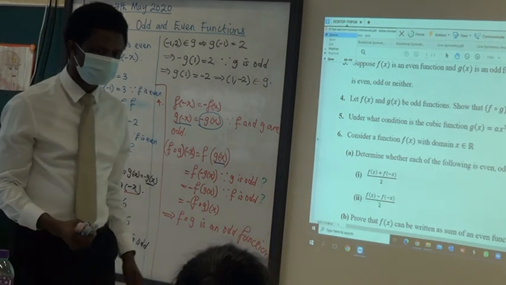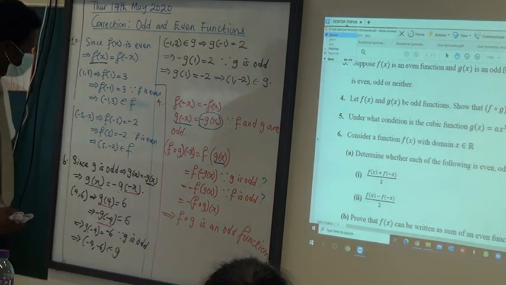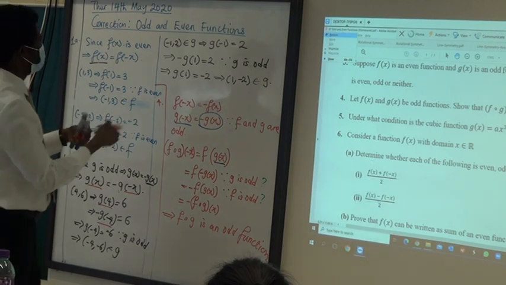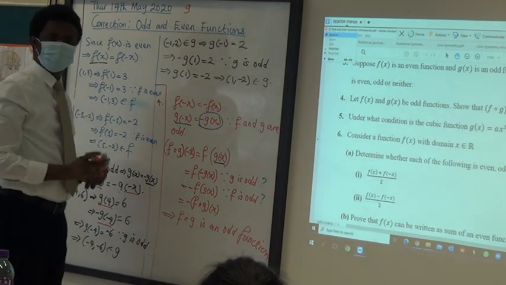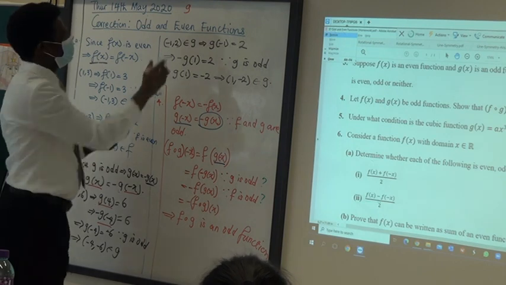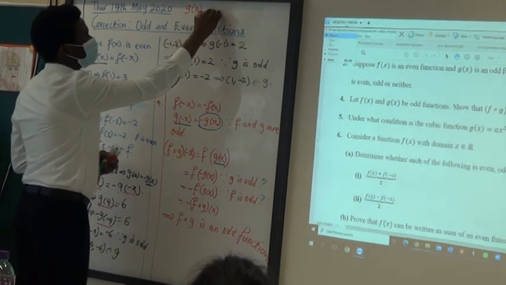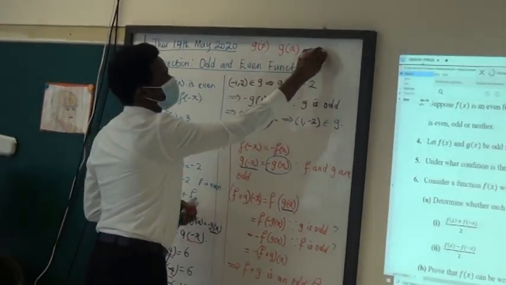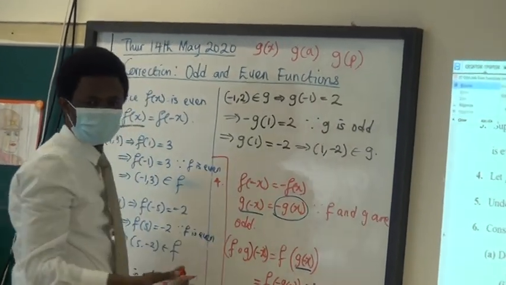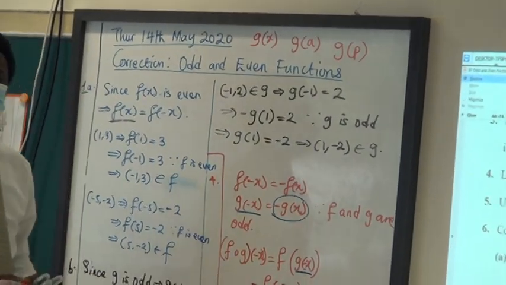Do you write g is odd or g of x is odd, or it doesn't matter? Good question. g is the name of the function. x is just a point. It could be g of a. It could be g of p. So it's okay to write it either way.